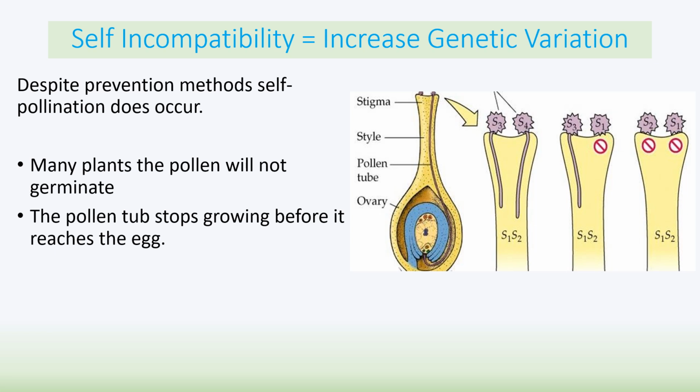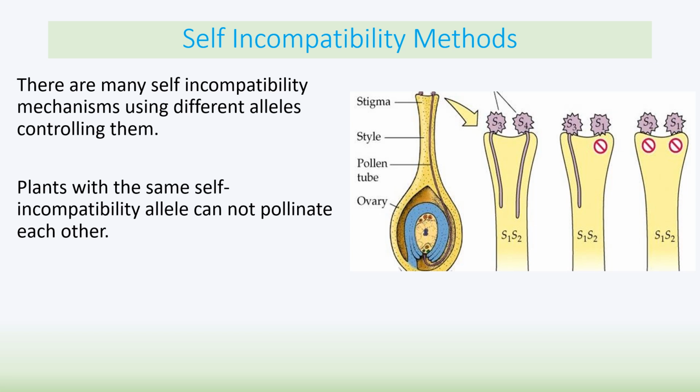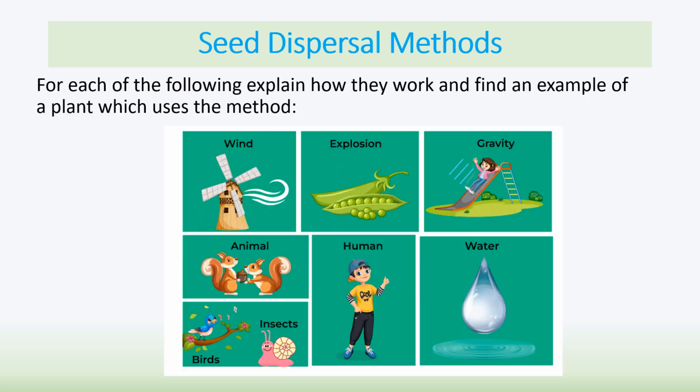And many plants will not actually germinate. They'll be self-incompatible as a result, and this increases the genetic variation. So what will happen is if they pollinate themselves, the pollen tube will stop growing and it won't become a zygote as a result. This means that there's more chance of another plant pollinating that plant, and it means more variation as a result. There are many self-incompatibility mechanisms involved, but basically the idea is they will not allow self-pollination.